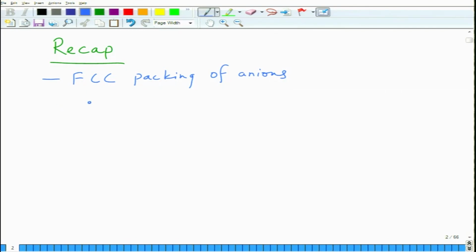There we first started with the rock salt structure, which is based on NaCl compounds, in which chlorine makes an FCC lattice and sodium ions occupy the octahedral interstices, all of them. So 100% occupancy of interstices, and this is based on radius ratios. There are a variety of oxides which follow this kind of structure, like FeO, NiO, MgO and so forth.